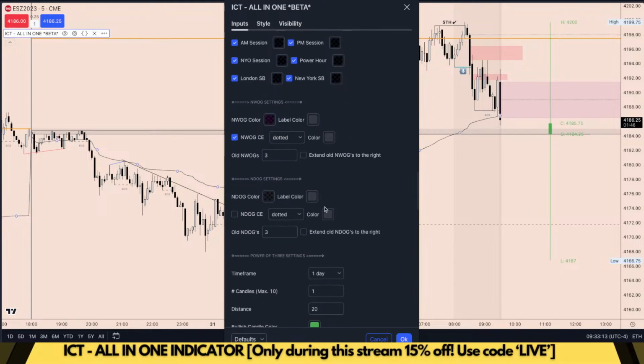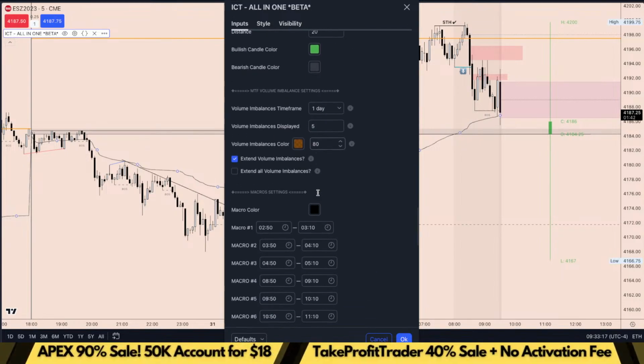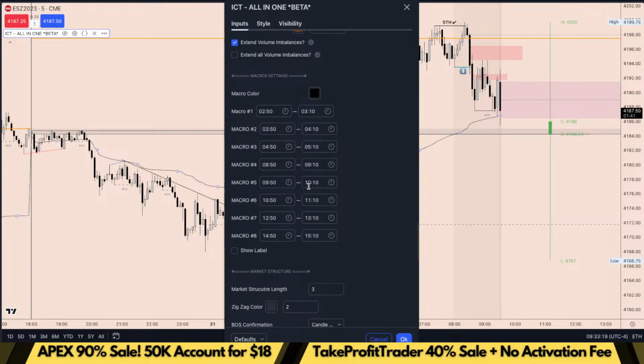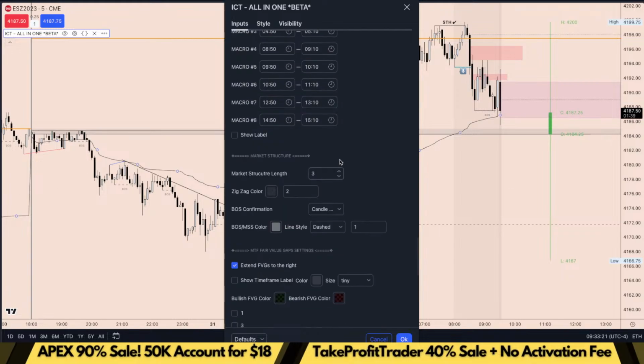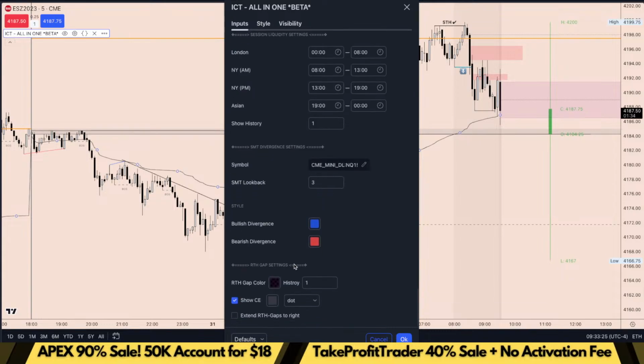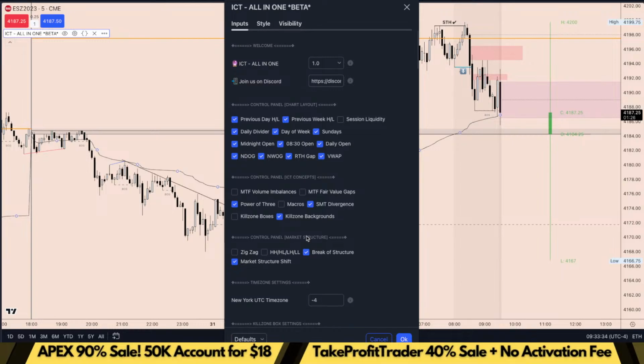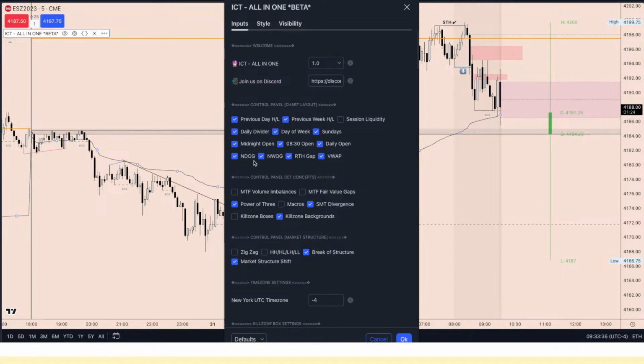New day opening gap, new week opening gap, power of 3, multi-time frame volume imbalances, macros, ICT macros, market structure, multi-time frame fair value gaps, session liquidity, SMT divergence, and now the regular trading hours opening gap. All in one indicator without you having to draw hundreds of boxes.